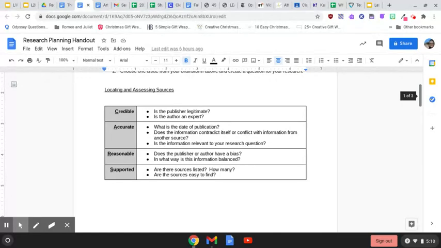Does the publisher or author have a bias or a slant toward a particular point of view or against a particular point of view? And in what way is this information balanced? And also how well it is supported. Are there sources listed? If so, how many? Are the sources easy to find? So I'm going to give you about 10 minutes to work on that.